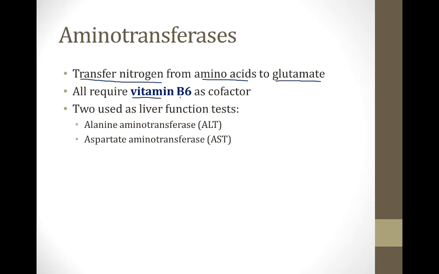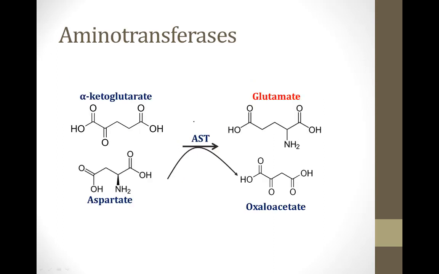All of them require vitamin B6 as a cofactor, and there are two aminotransferases that you probably know very well from liver function tests. Two of the liver function tests are measurement of levels of alanine aminotransferase, or ALT, and aspartate aminotransferase, or AST. And these are two of the many enzymes that participate in removal of the ammonia groups from amino acids. Just to make this very clear, let's take a look at one of the aminotransferase reactions.